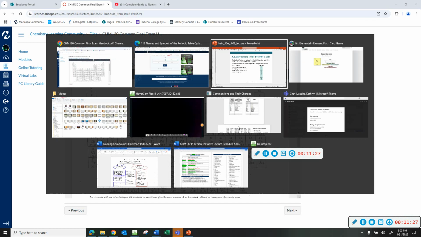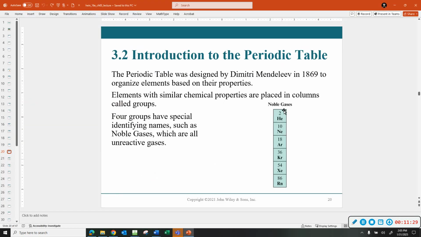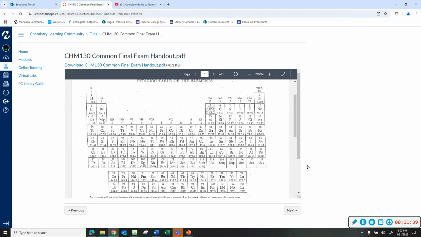So, noble gases, this is the special name given to the elements that are in the 18th group, helium down to xenon. So you will have to memorize some of the group names. The groups up and down, the vertical columns here, are called groups or families because they have properties that are very similar to one another.